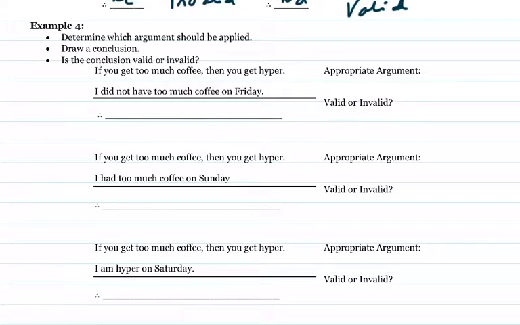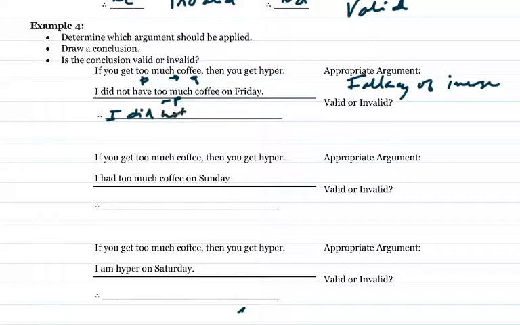Same thing with words. Let's look at these. Determine which argument should be applied. Draw a conclusion. Is the conclusion valid or invalid? If you get too much coffee, then you get hyper. So this is going to be my if P then Q. I did not have too much coffee, so that's not P. The type of argument this is, is our fallacy of the inverse. The conclusion we would come up with is that I did not get hyper. But this is an invalid argument.